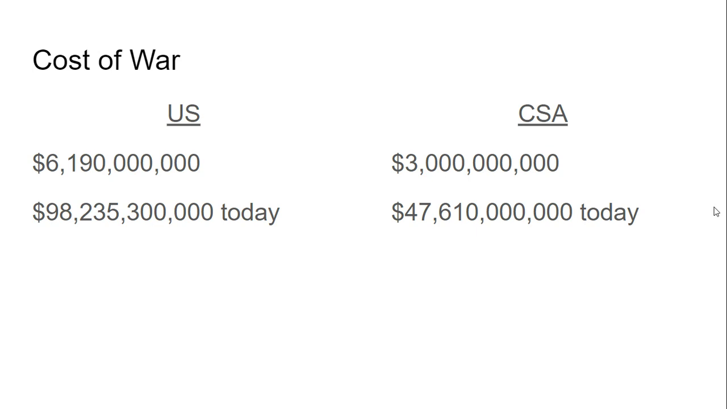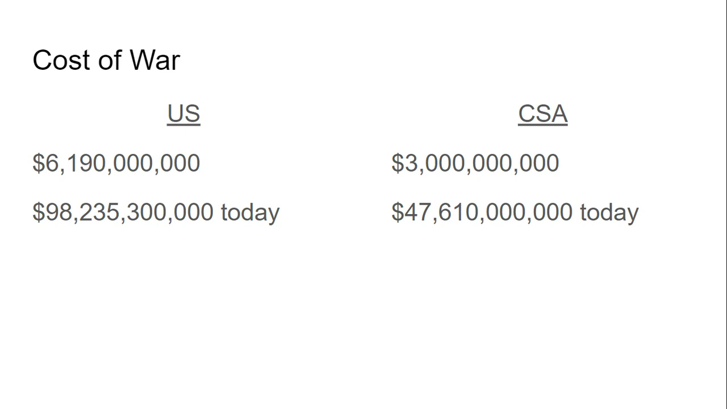In total, the cost of the war was $6,190,000,000 for the United States and $3 billion for the Confederacy. There's no real way to say, well, this is what that translates into today, because the needs and wants of people are so different in a different age. This is roughly buying power. About $15.87 today will buy you what $1 bought in 1865.